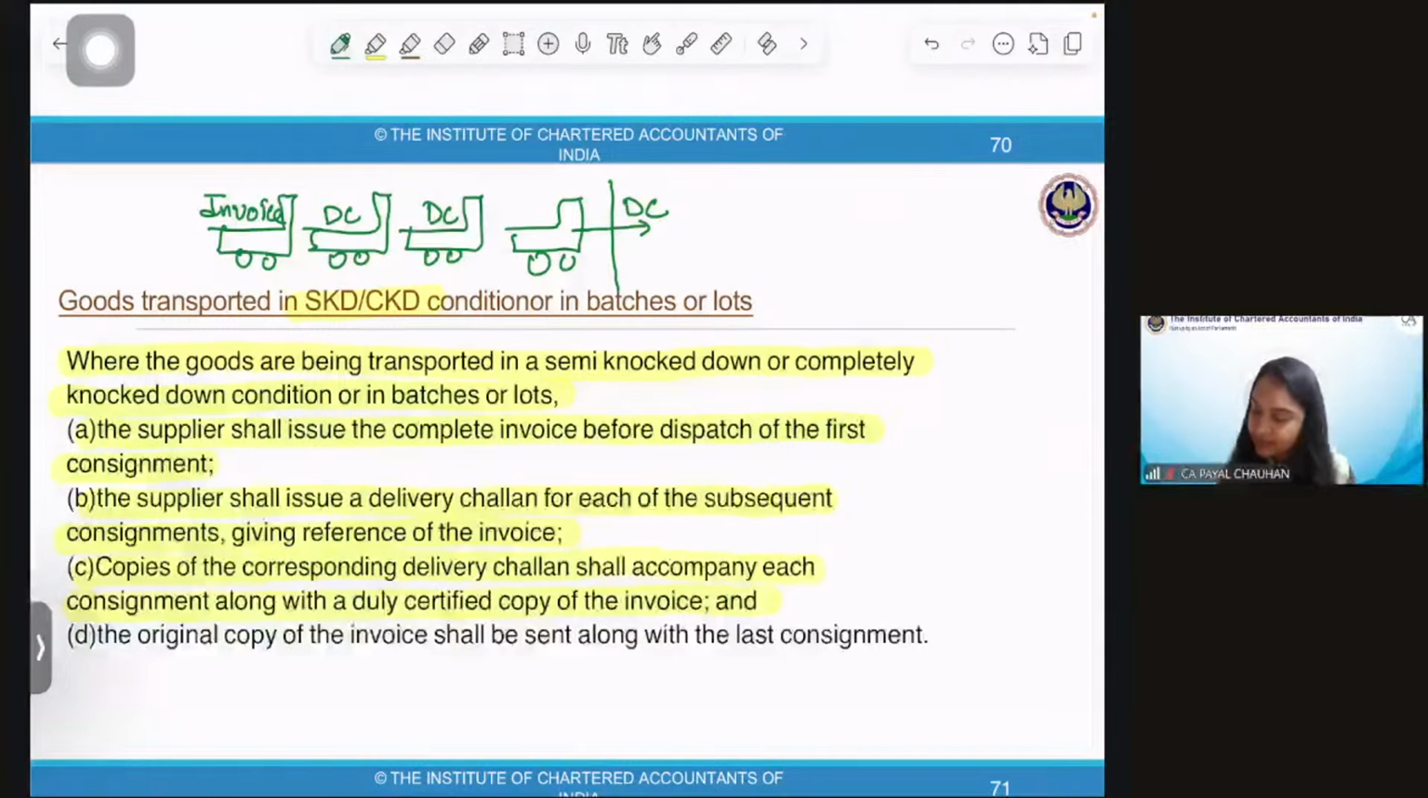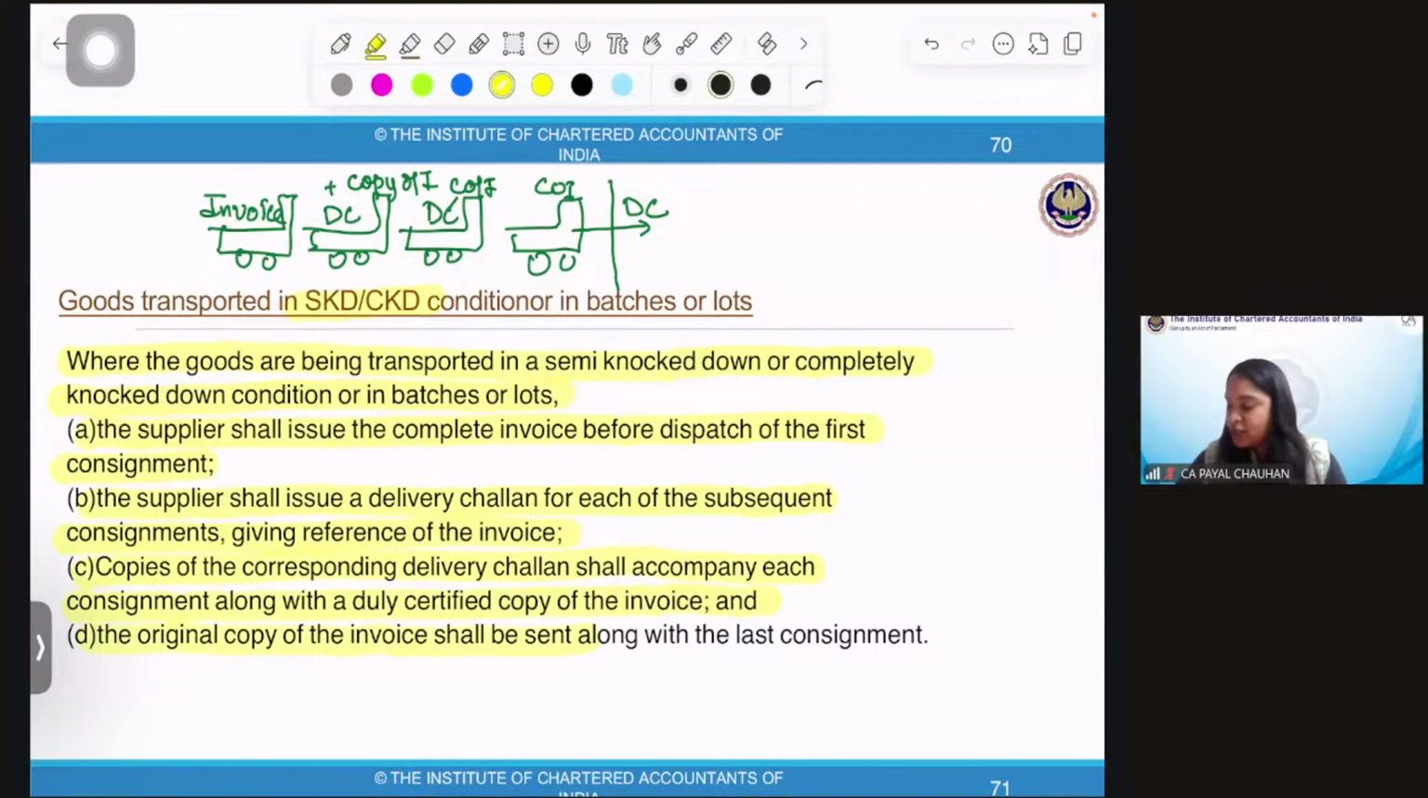That means this DC will have a copy of invoice, copy of invoice and copy of invoice. But the original one will be with the final. And the original copy of the invoice shall be sent along with the last consignment. Did everyone get it? If you're getting goods in lots, then you'll have delivery challan with each lot. The original invoice will be with the last consignment, right? And with delivery challan, you will have a copy of relevant invoice.